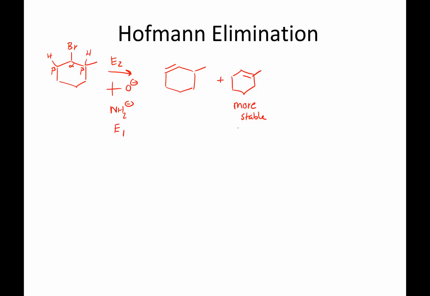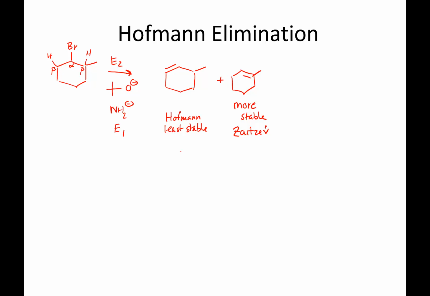So what did we call that product? We called that the Zaitsev product. What did we call the product that was less stable? Well, we could have called it the Hofmann product, and I may have mentioned that casually. The Hofmann product then is going to be the least stable product.